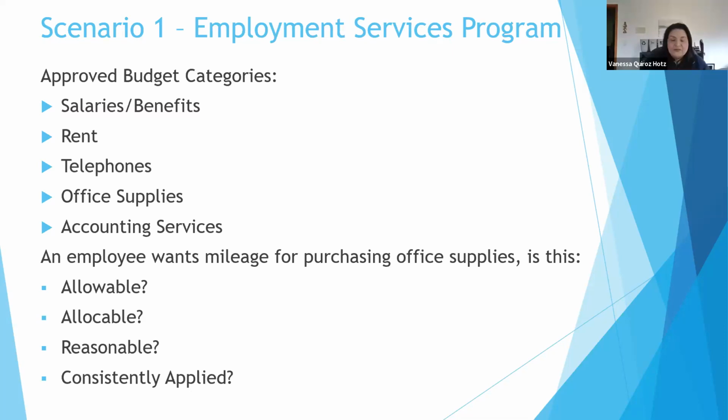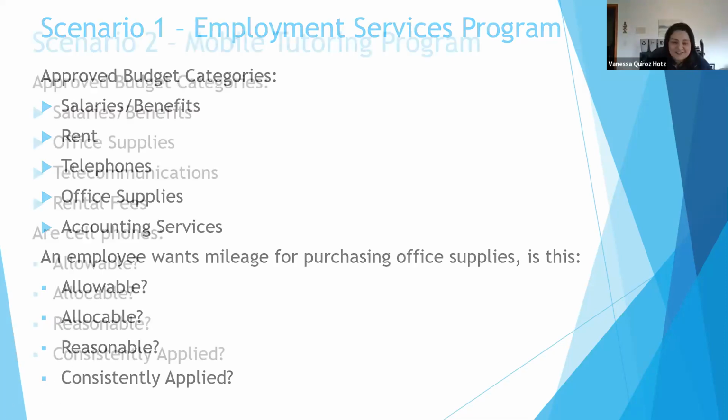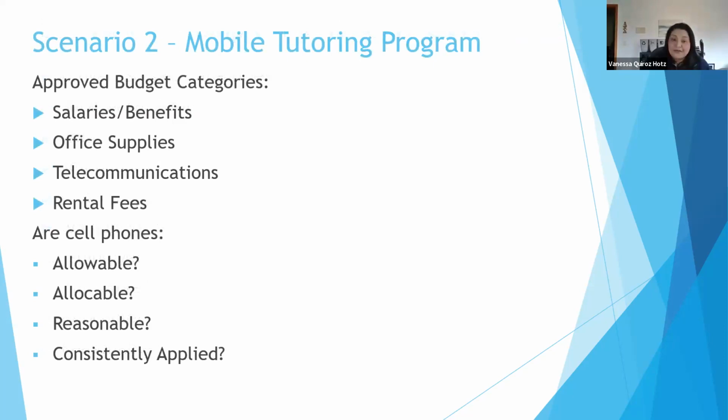Another example, you have a mobile tutoring program. Your approved categories are salaries, benefits, office supplies, telecommunications, and rental fees. Do you think cell phones would be an allowable expense? I would think so too. You have a mobile tutoring program. You need to go to different places. You need to be able to contact your students. I would absolutely say that those cell phones are allowable.